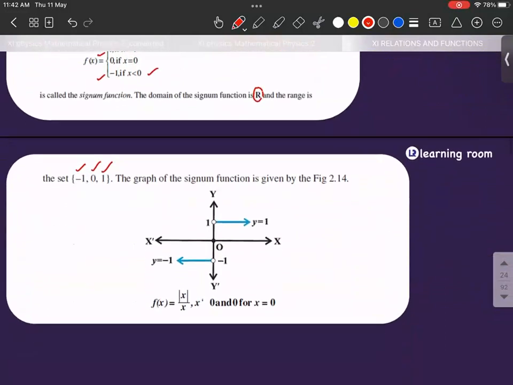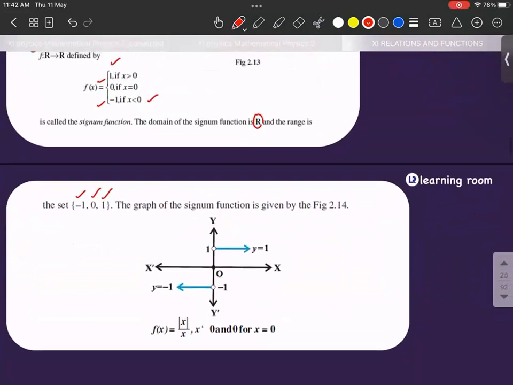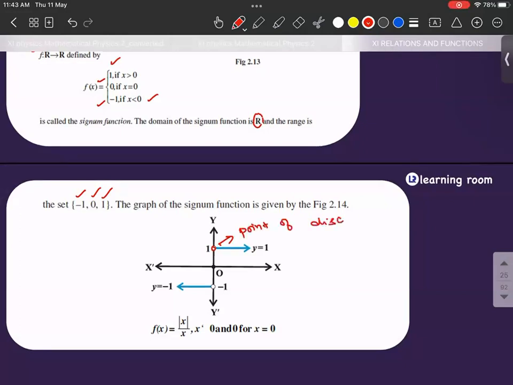So how does a signum function look? It looks like this. Whenever in a graph you put an open circle, it means that point is not included. To be more specific, it is called a point of discontinuity.